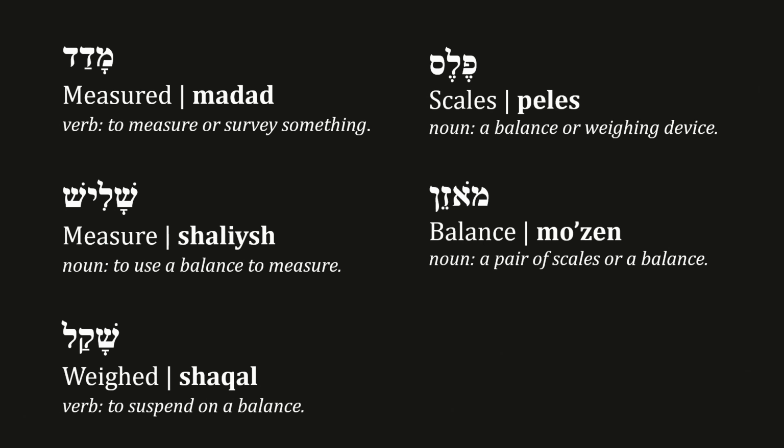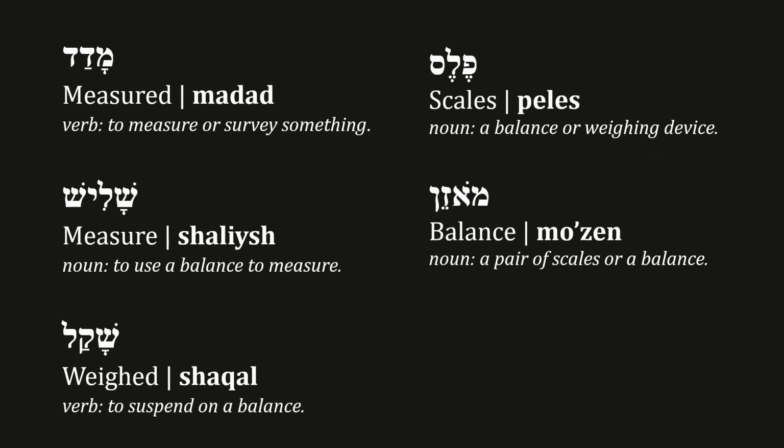Then it comes to another word, very similar in English, the word measure, but in Hebrew, it's the word shalish. And shalish is a noun. It's not a verb. It's a noun, which means to use a balance to measure something. So we see this in that verse. Then it uses the word weighed. Weighed is the Hebrew word shakal, which is a verb meaning to suspend on a balance, like an old tri-beam balance or something, or a double beam balance. You put something on the weights and you get it to weigh out like they used to do in ancient times.